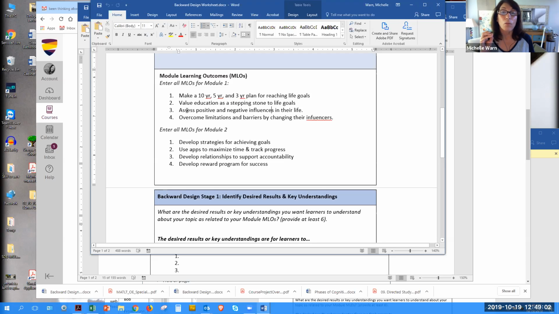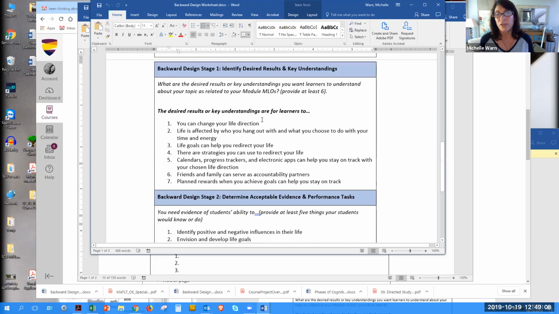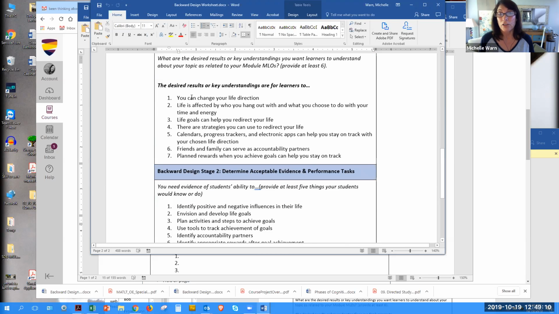Now, what about this in their life do they need to understand? They need to understand that you can change your life direction. You are in control of your life. They need to understand that life is affected by who you hang out with, that there are strategies you can use to redirect your life, right? And there's apps you can use, and you can have a support network, and they're going to help you with changing or turning your life around, right? These are things they have to understand, right?